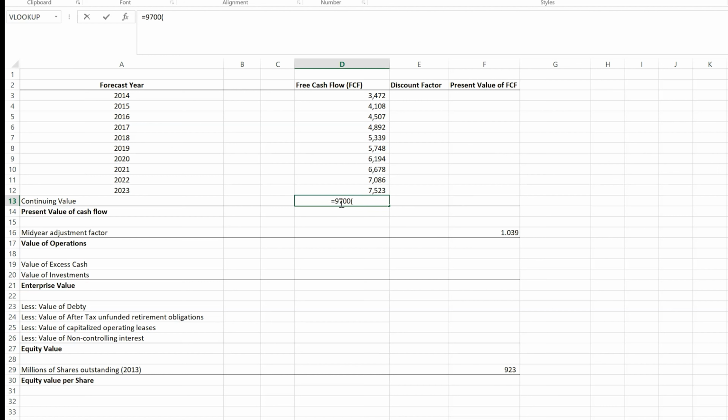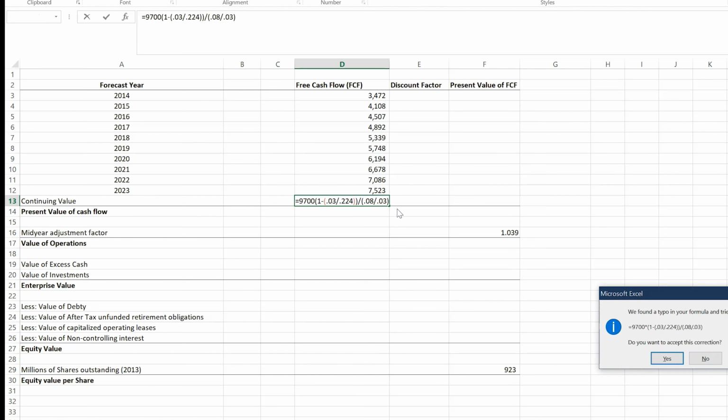Again, we didn't do any of that. 1 minus the growth rate, which we also haven't done, 0.03. So we'll talk about that in the following chapter. Divided by WACC, which we haven't done, and we'll talk about more again. So there's a lot here that we're going to need to talk about later. And then this is return on invested capital, which we did do, 0.08, 0.03.